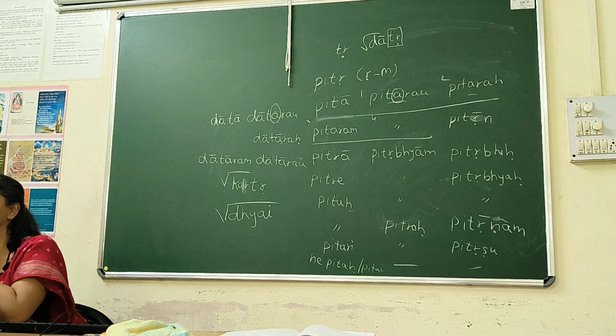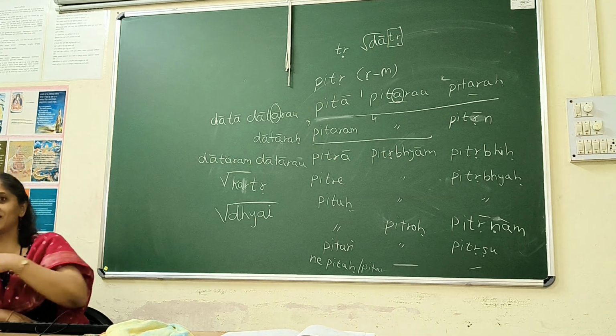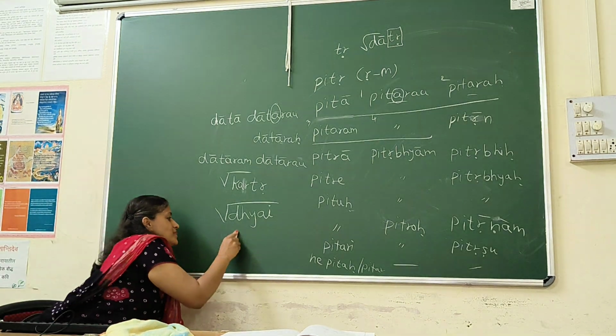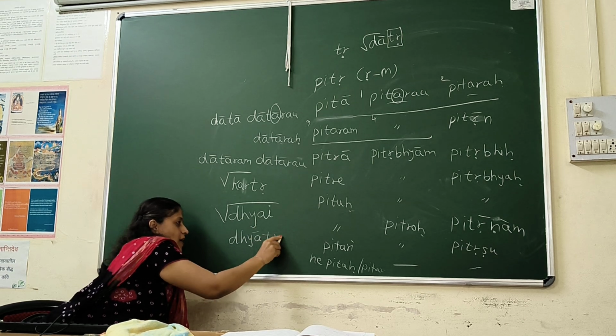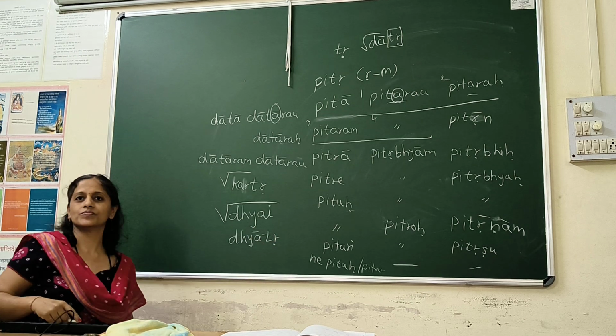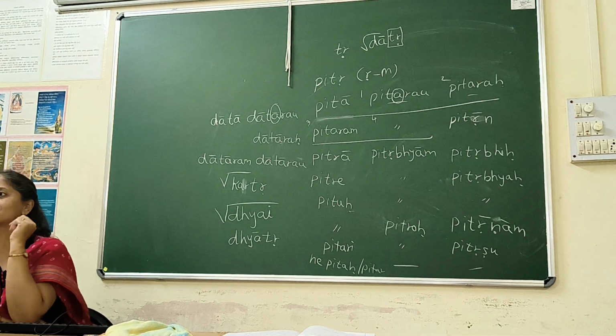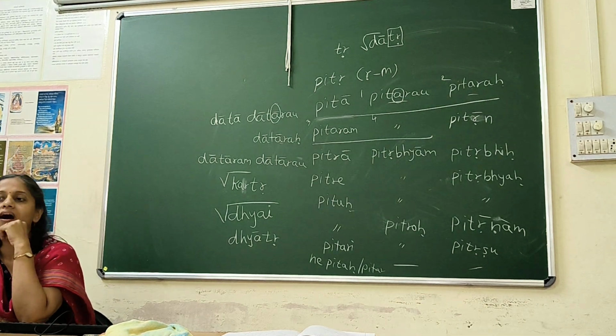And the one who does meditation is dhyatru. This dhyai changes to dhya and tru is added. Dhyatru. The one who does meditation is dhyatru. Dhyata.